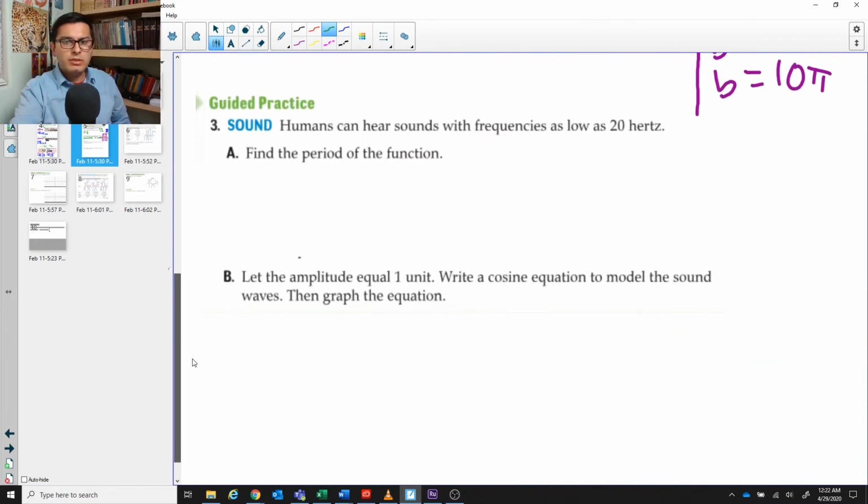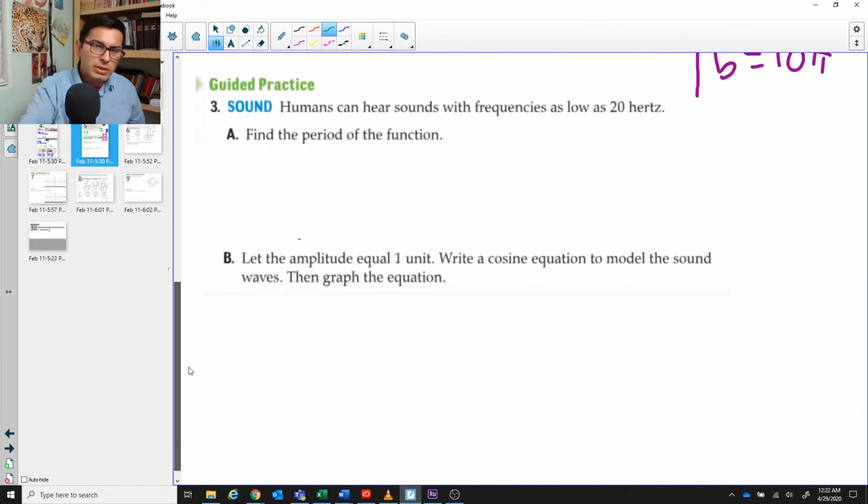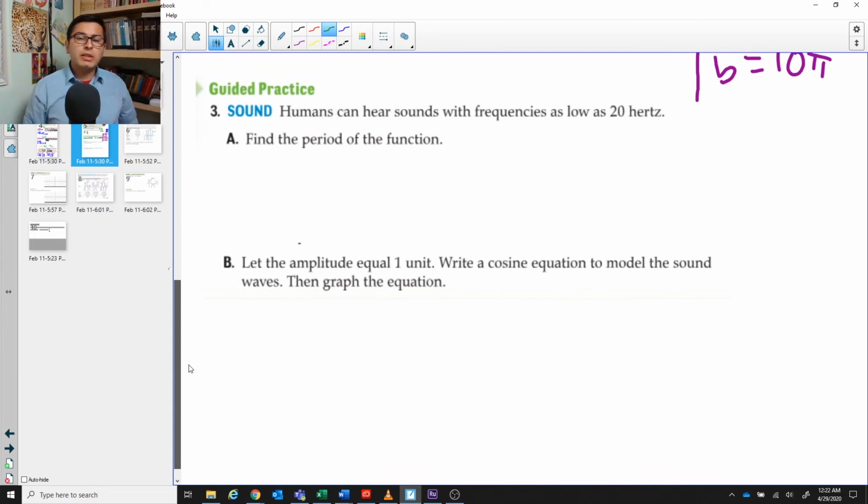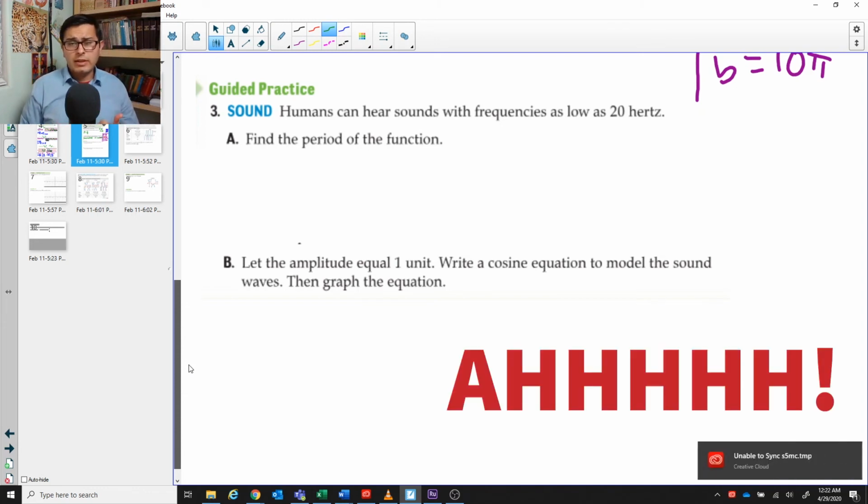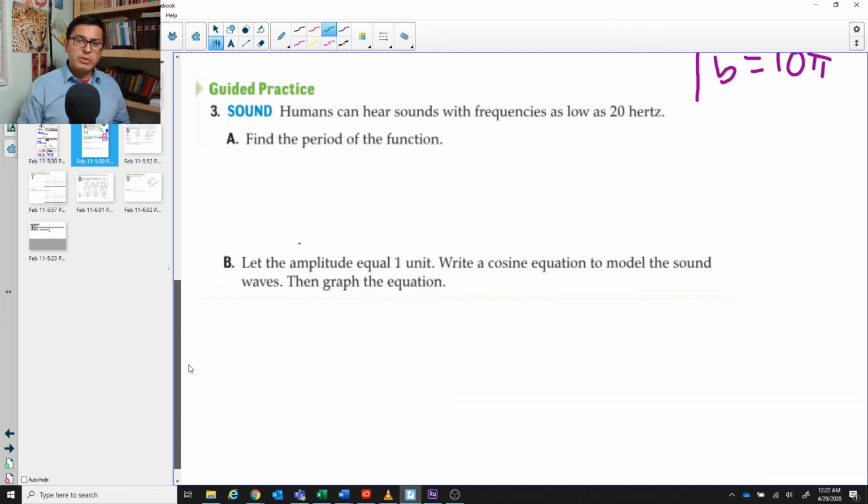Now give this a shot. Humans can hear sounds with frequencies as low as 20 hertz. So we want to find the period of this function, but instead we want to write this as a cosine equation. Pause the video and press play when you are done.